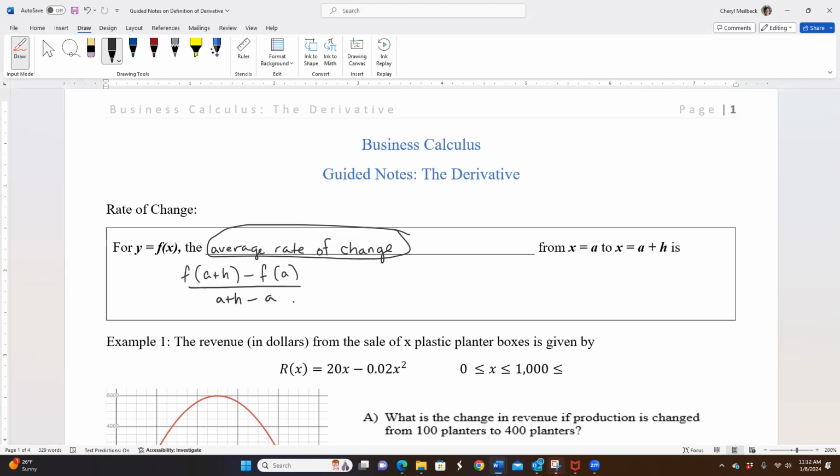Now this is the same really as slope, because you have a y value minus a y value over an x value minus another x value. So this is really the same slope, and this function simplifies to f of a plus h minus f of a over just h, because those a's cancel out. And we have to add the caveat that h doesn't equal 0. Let's look at this in example 1.